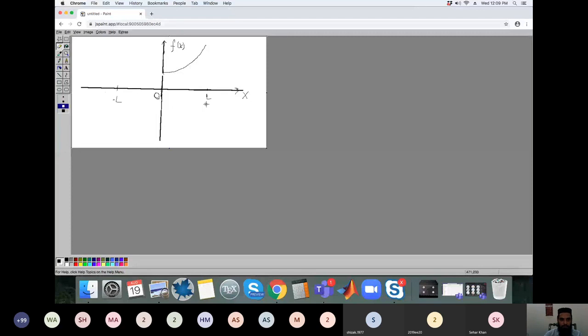Odd means, geometrically, graphically, it should be symmetric about the origin. The same portion of the graph should lie in the first and third quadrant. I mean, if this is an image, then the pre-image should be there in the third quadrant. So how do we do that? Let me try and see if I can make it in the best way. I'm not good at drawing, so let me do that. Does it make sense? No, not really.